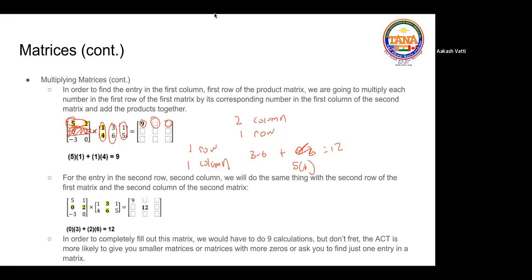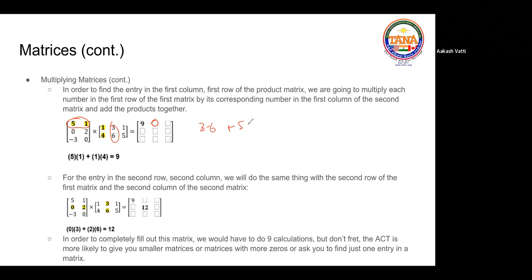So let me just rewrite that since I mixed up my rows and columns all of a sudden. To get this position, you multiply this by and add by that. So you do 3 times 6 plus 5 times 1. So you get 18 plus 5, which is 23 as your first number there.